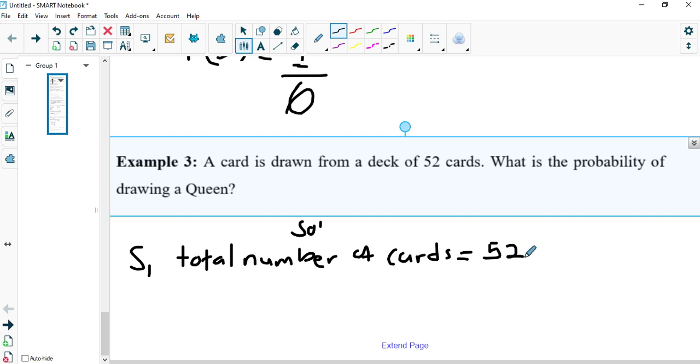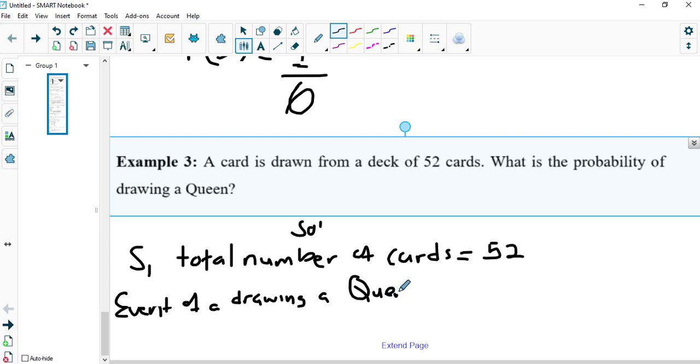Can you see now? From there, you said you have to determine your event. Remember? So the event in this situation is the event of drawing a queen. So that is your event.